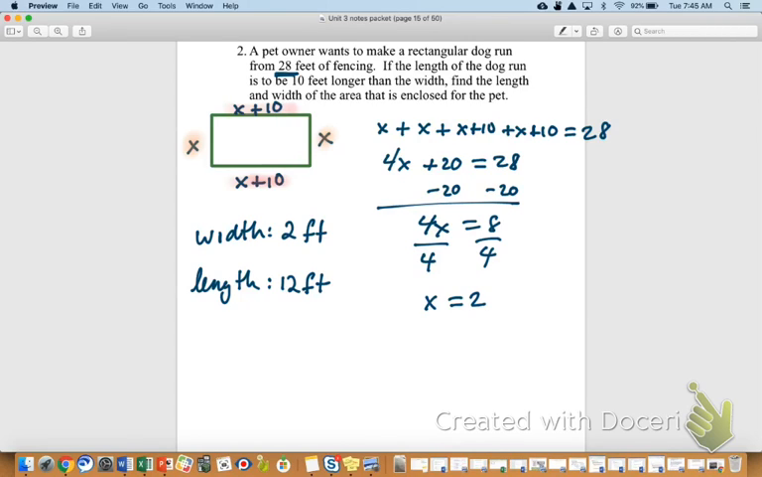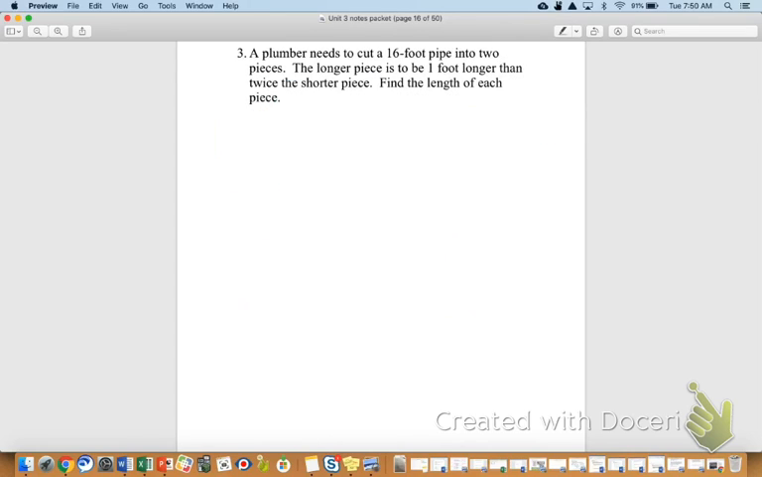Okay, we've got one more to do here, but again, if any of this didn't make sense, I would go back and double check and see if you can pick a few more things up. All right, so our final example here is number 3. It says a plumber needs to cut a 16-foot pipe into 2 pieces. The longer piece is to be 1 foot longer than twice the shorter piece. Find the length of each piece.